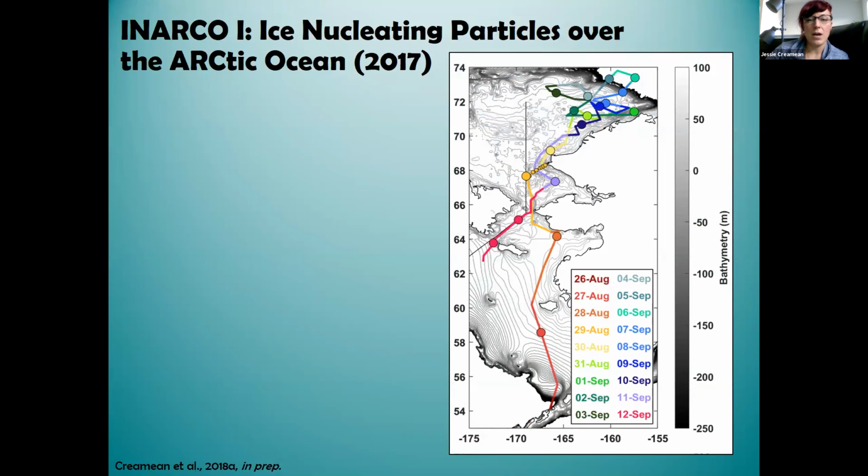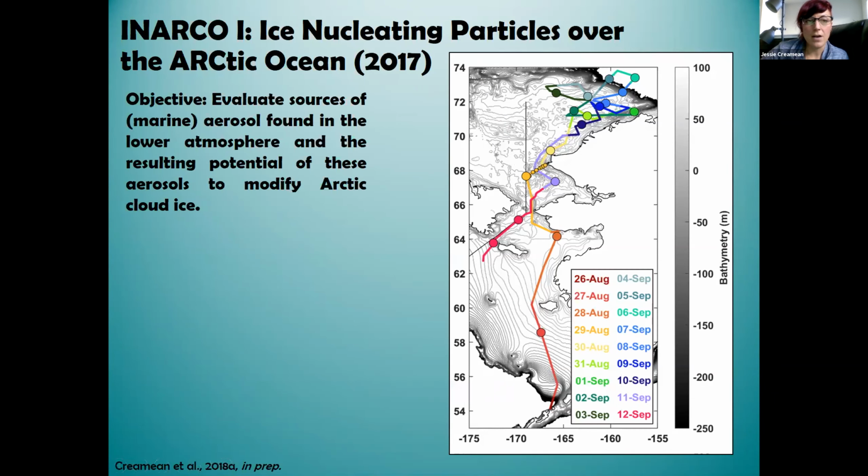Basically I went on an icebreaker expedition during the summer of 2017, and I'm calling it NARCO-1, ice nucleating particles over the Arctic Ocean. It entailed leaving the Aleutian Islands, sailing up through the Bering Strait into the Chukchi Sea region, and then coming back down during late August to mid-September.